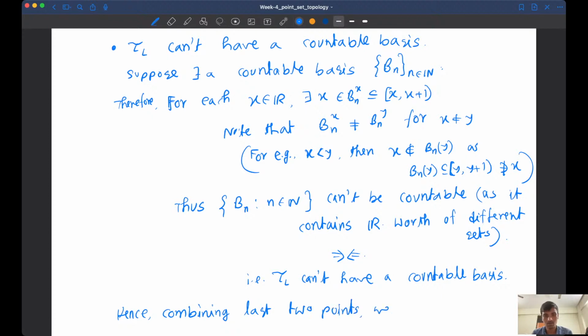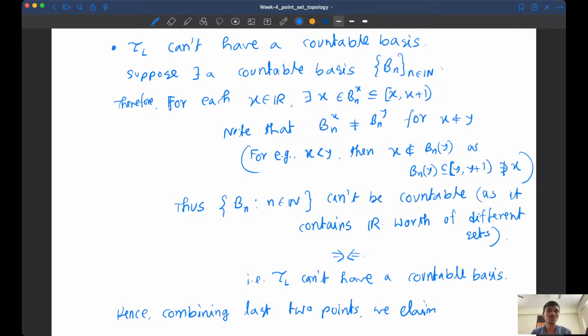Can you repeat the last conclusion? Thus, Bn can't be countable. Yeah, so TL cannot have a countable basis. So this Bn, I'm saying for each x belonging to R, I am getting a different Bnx, and for different x, Bnx is not equal to Bny. That much is clear? Meaning there are at least as many balls as real numbers. Yeah, here I'm just considering the Bn's as the countable basis.